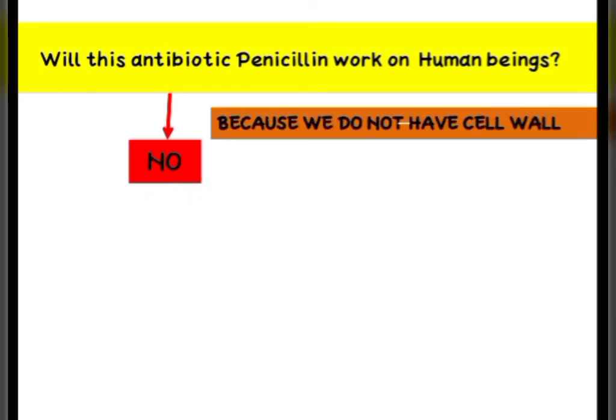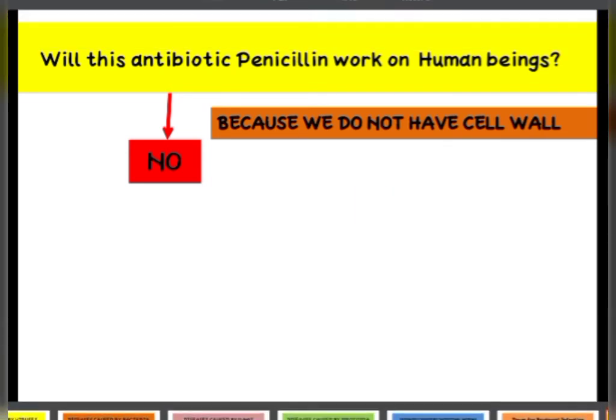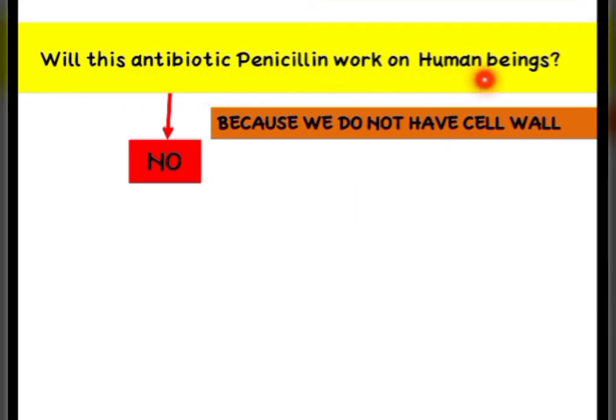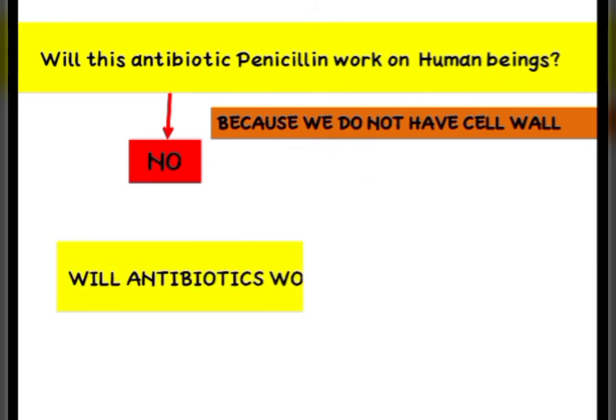The reason is that human beings do not have a cell wall, isn't it? The function of the antibiotic penicillin is to destroy the cell wall of the bacteria. We do not have any cell wall. So what will it come and destroy? Because of that reason only, this antibiotic penicillin does not work on the human body.